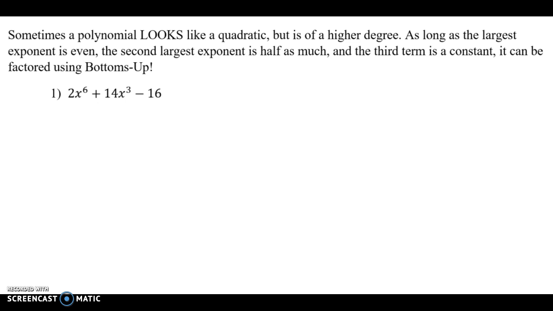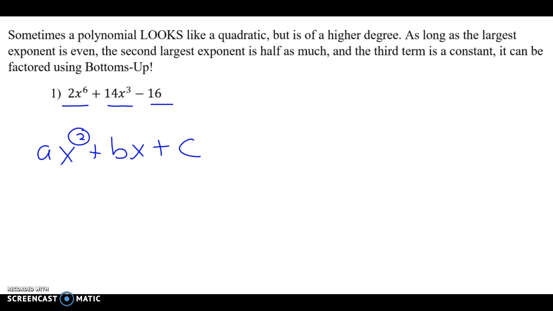So sometimes a polynomial looks like a quadratic, but it's of a higher degree. So see how this still is 3 terms, but how is this different than a quadratic? Typically, our quadratic is ax squared plus bx plus c, right? With the exponent of 2. So what's different? You got some higher exponents. It's a way bigger exponent, okay?